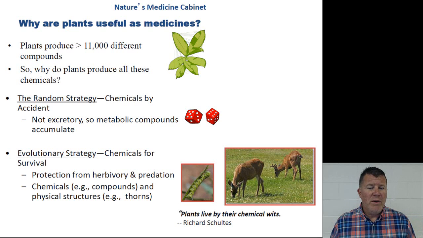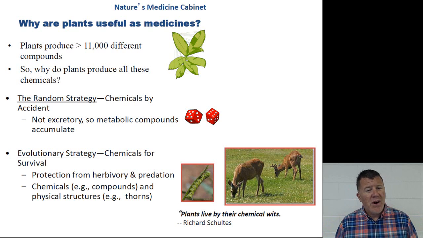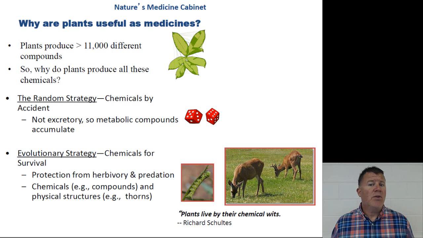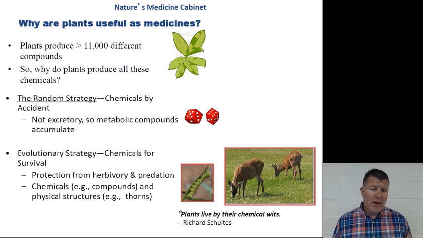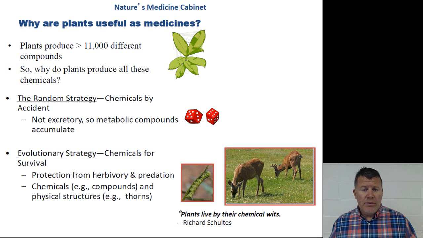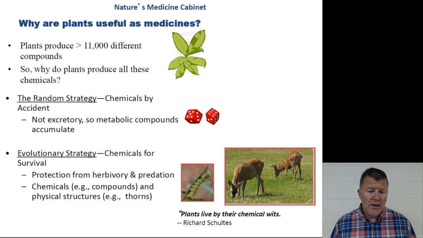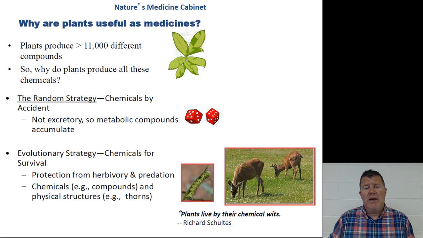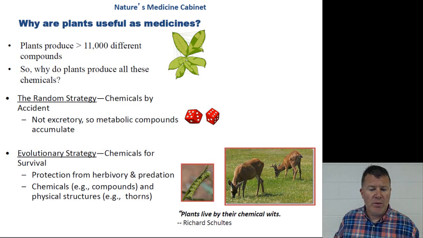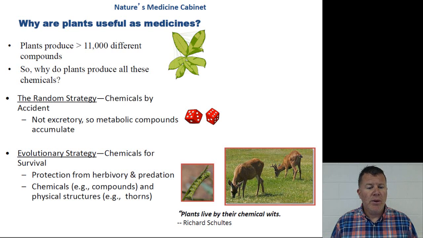And why do they produce all of these chemicals? Well, there's 2 different strategies that's talked about. We're not going to get into those in detail, but the random strategy is that the chemicals occur by accident. They're not excretory, so the metabolic compounds are going to accumulate. The plants don't shed those chemicals. They just sit there and build up in the plant.